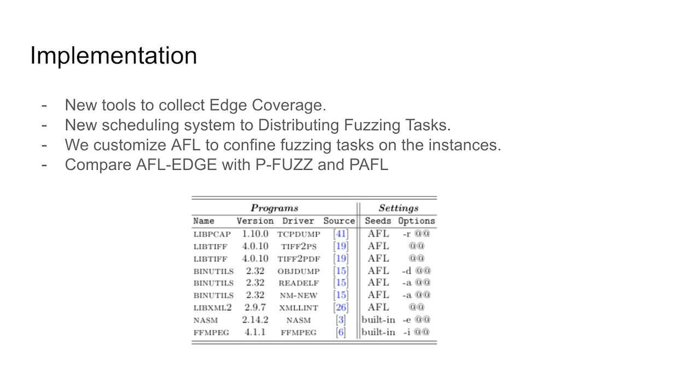We prepare a group of 9 real-world benchmark programs. Details about the programs are presented in this table. We run the vanilla AFL as the baseline of our evaluation. To compare AFL Edge with the existing solutions, we also run PFAS and PAFL on top of AFL.